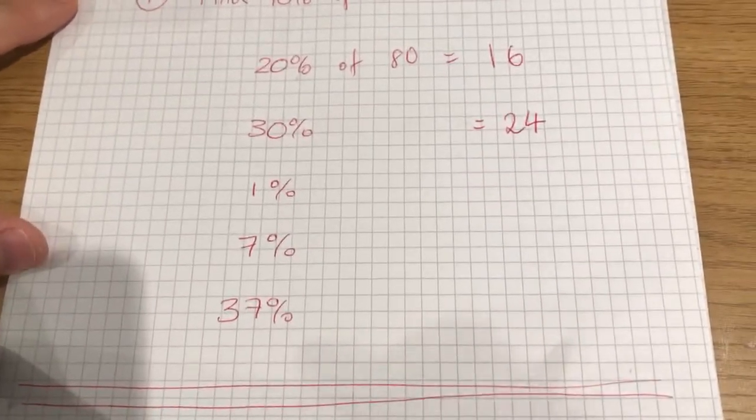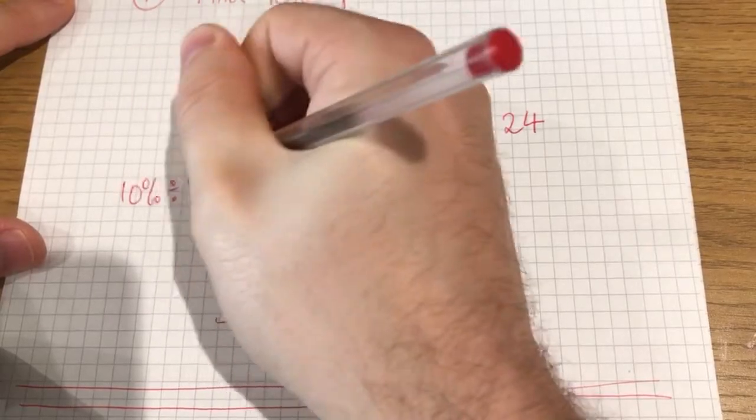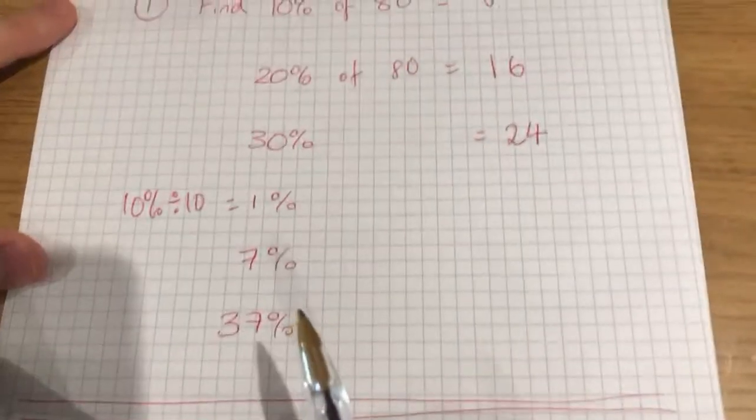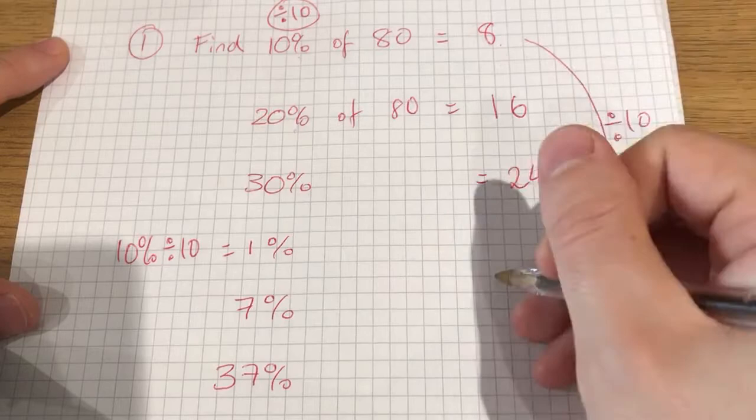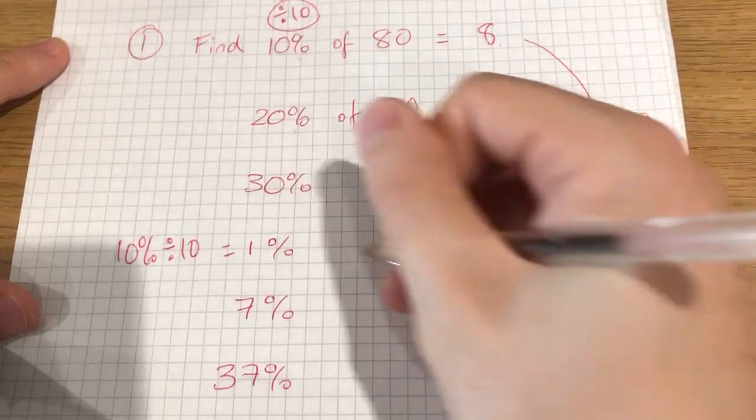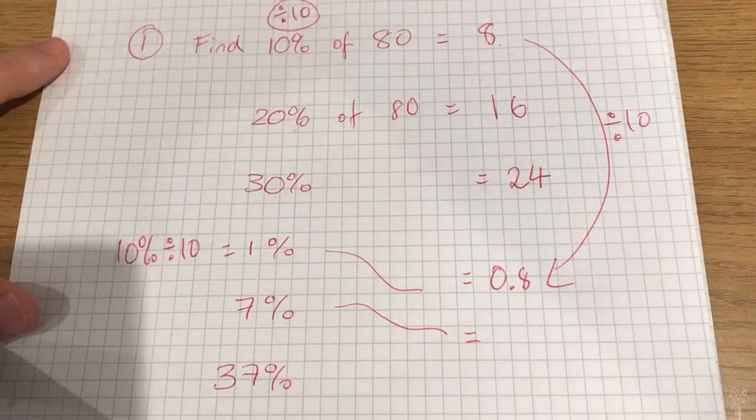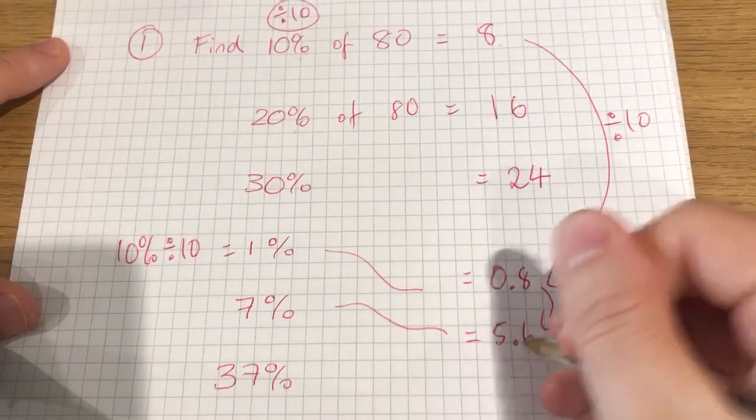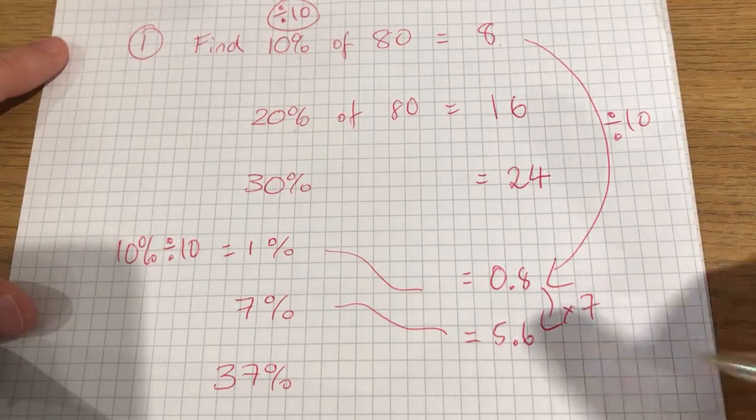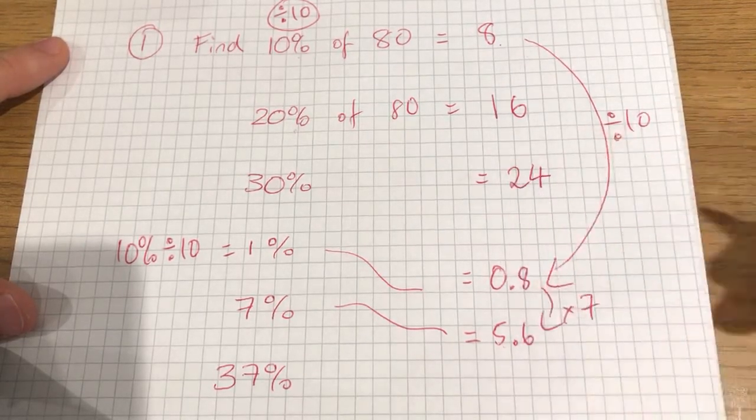And it's the same with 1%. 1% is nice because you can just do 10% divided by 10, because we know 10% divided by 10 is 1%. That means we do the 8 from the top here, divided by 10 to get all the way to that, giving us, of course, 0.8. Okay. 7% is 7 lots of that 1%, so you times that by 7. So in this case, 5.6. 7 times 8 is 56, and divided by 10, 5.6. Or some of you could have just done 7 times 0.8.